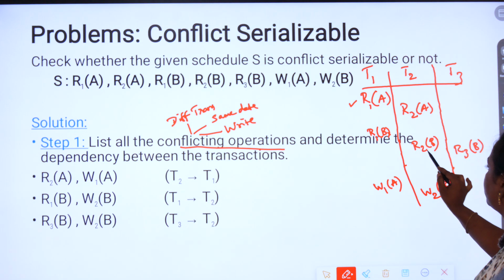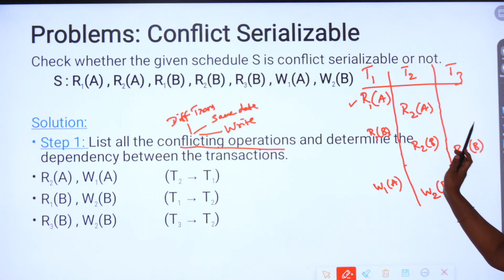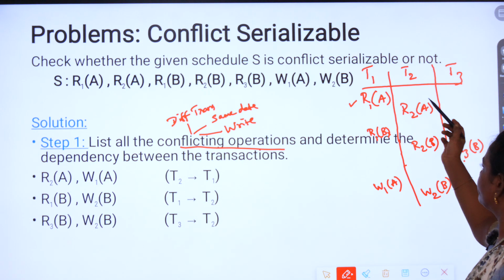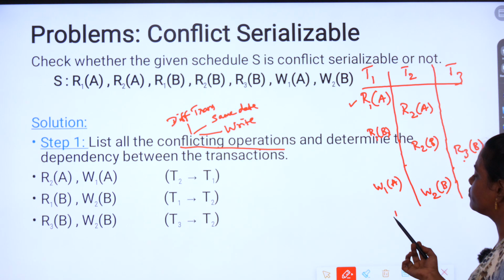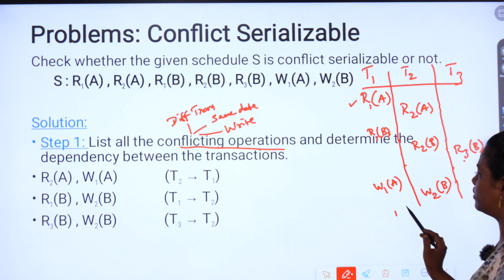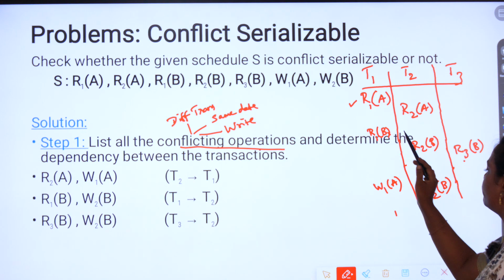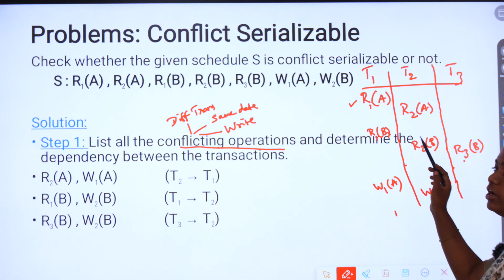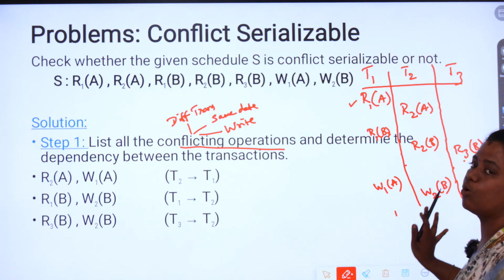So check the next instruction, R3 of B. It deals with a different data item, so there is no conflict. Then the next instruction belongs to the same transaction, so definitely there is no conflict. Then I compare with the next value, R1 of A with W2 of B. Here both deal with different data, so there is no conflict. For R1 of A, there is no conflict.